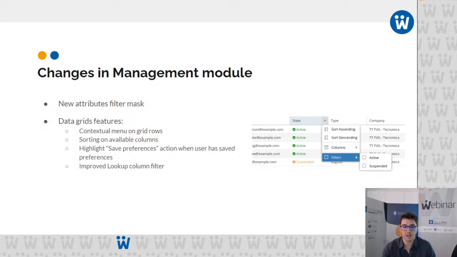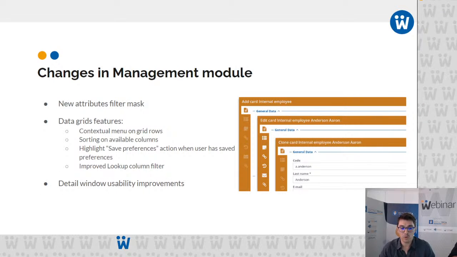And then we have improved the lookup column filter from the header filter of the grids. Now users have only the list of used lookup values. For example, the state has other values, but now in the filter the users can filter only for the used values for that lookup.